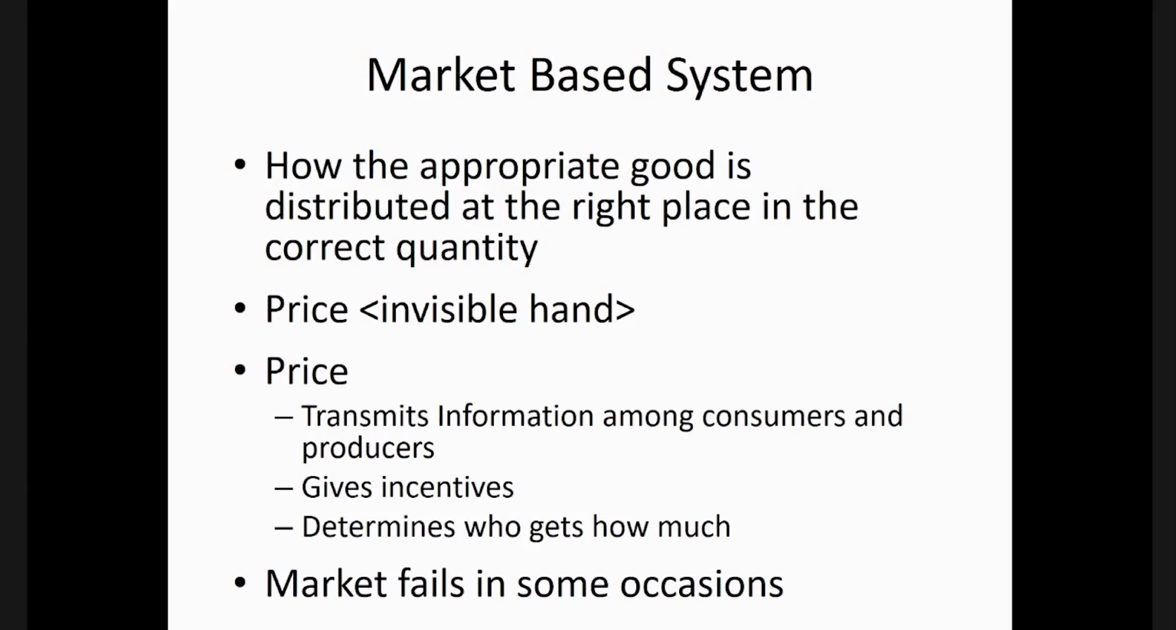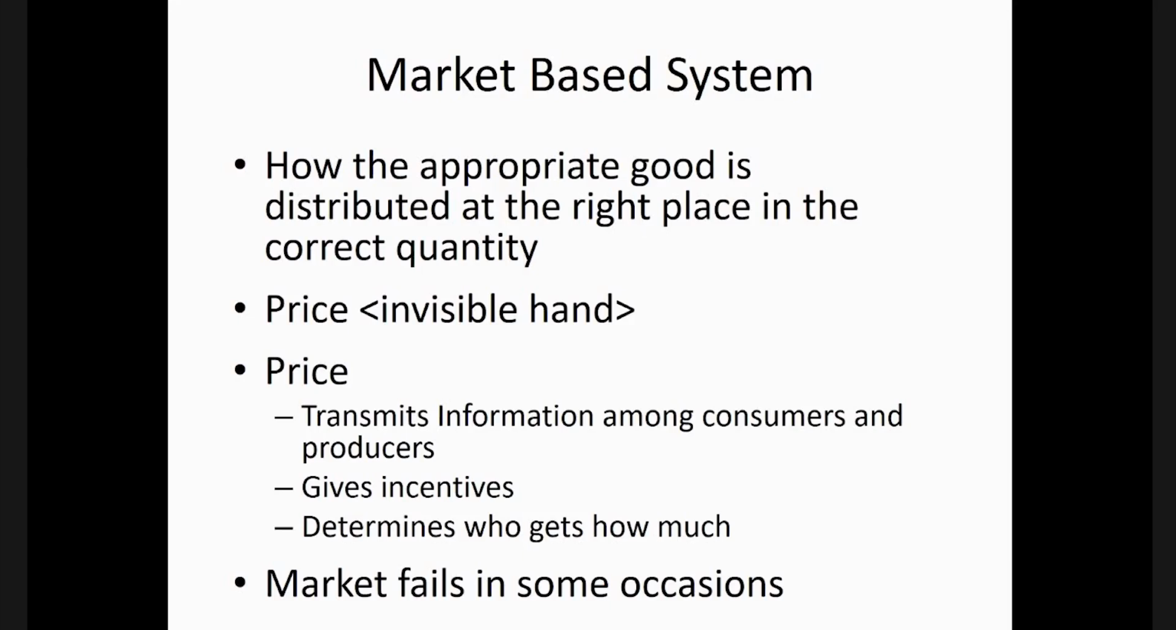When we are having a higher price, it is an incentive for the producers to produce more. When you are having a higher price, it is an incentive for the consumers not to buy. It's a disincentive. At the same time, when prices are too low, it is a disincentive for the farmers to cultivate paddy. When prices are too low, it is an incentive for the consumers to buy more. So, price will provide incentives for the producers as well as consumers. And price will determine who gets how much.